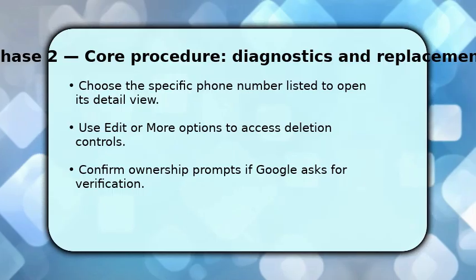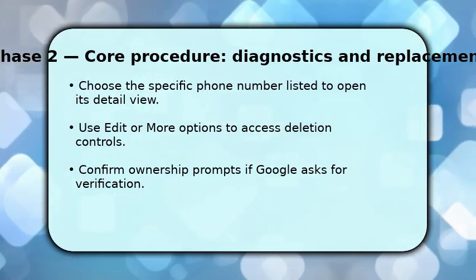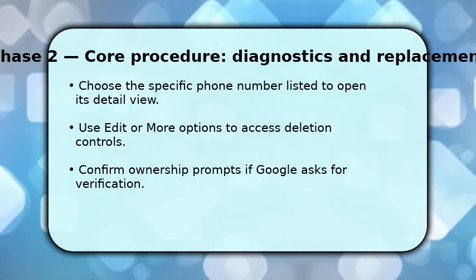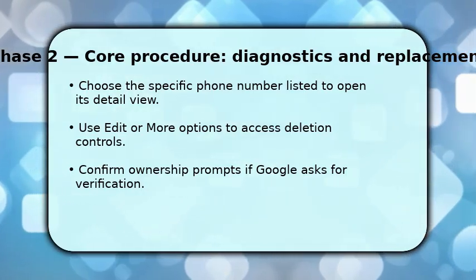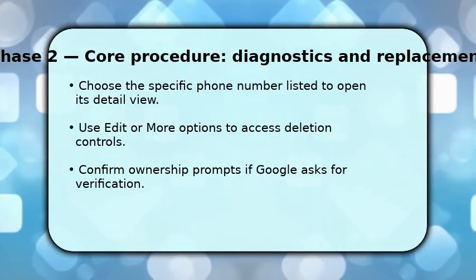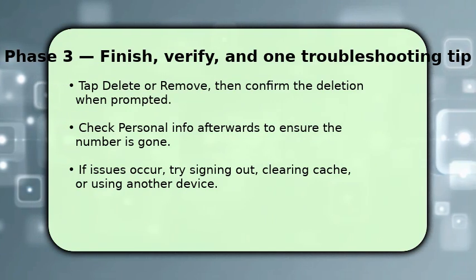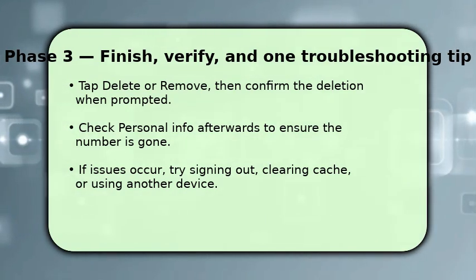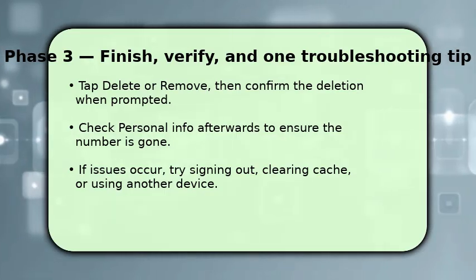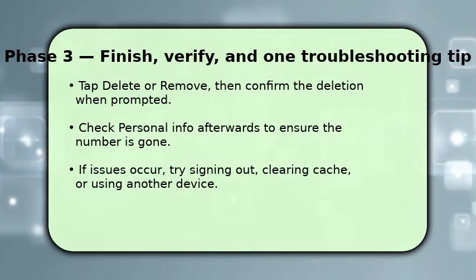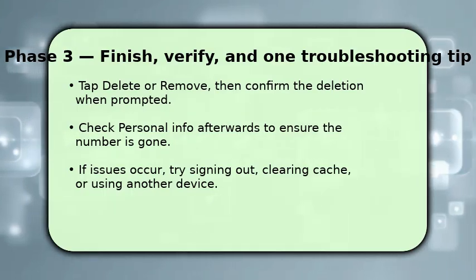Remember, removing a recovery number may affect account recovery, so read on-screen notices before confirming the deletion to understand consequences and alternatives. Delete the number by tapping Remove or Delete and accept the confirmation dialog. This completes the removal. Once done, return to Personal Info and refresh the page so you can verify the phone entry is gone. If the number still appears, sign out and back in or clear browser cache, then retry.